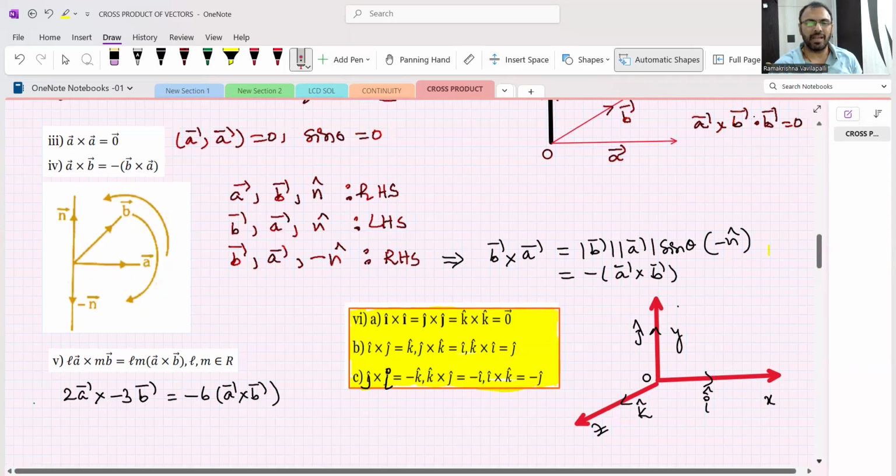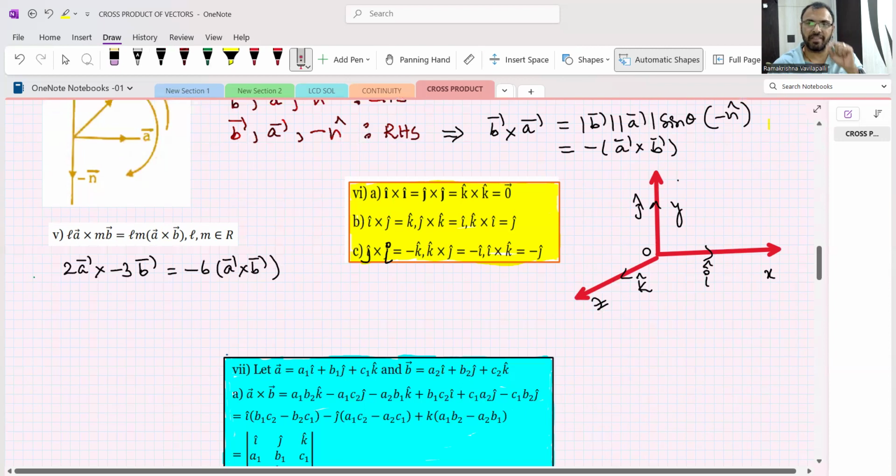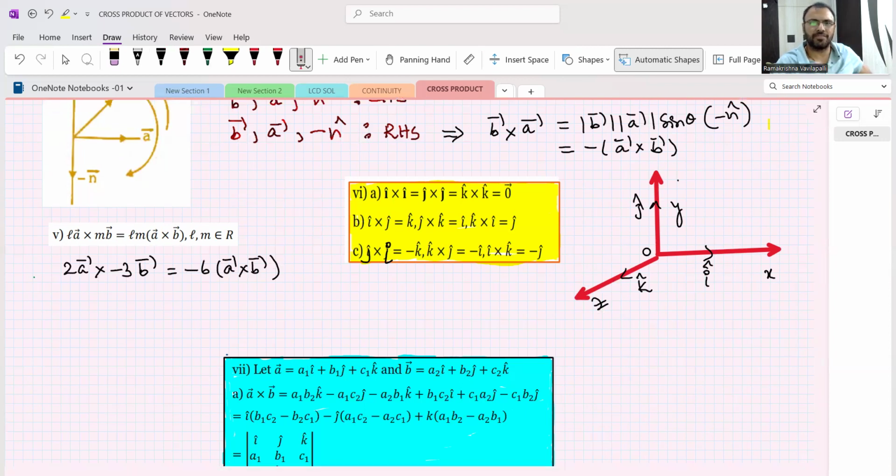So remember that the order of vectors is very, very important in the case of the cross product of vectors. So now what will be j cross I, right? That is in a left-handed system. You will get minus of I cross j, so this is equal to minus k. Similarly, you can write the rest.